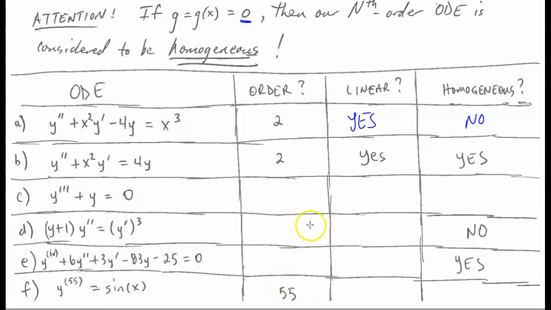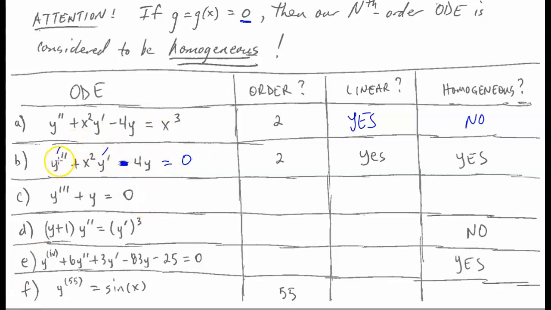Okay. For B, you can kind of look at that one. You see I've already answered the question there. The main thing here is that even though I have second derivative of y, first derivative of y, if I was to subtract both sides of this equation here by 4y, then this would be minus 4y equals 0.